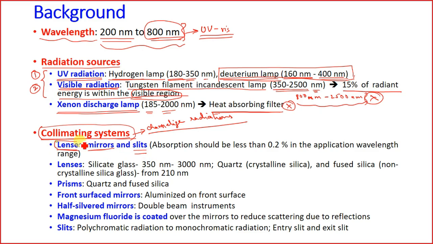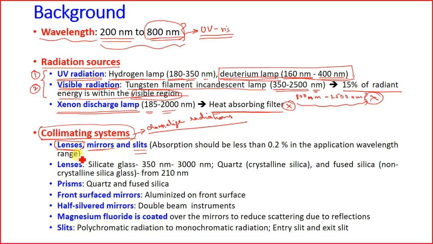Lenses, what do they do? They condense the radiations which are being generated. Mirrors are used to alter the path of the radiations, and slits only allow a specific portion of the radiations to either enter or exit a particular system within the spectrophotometer. That we will be discussing later on in the next slides.